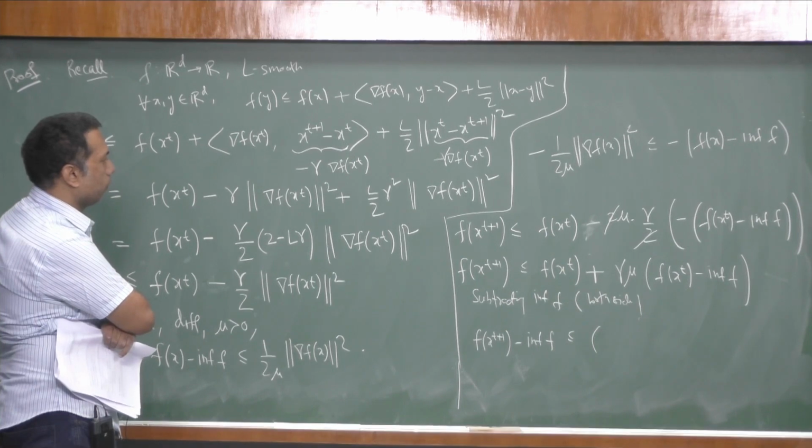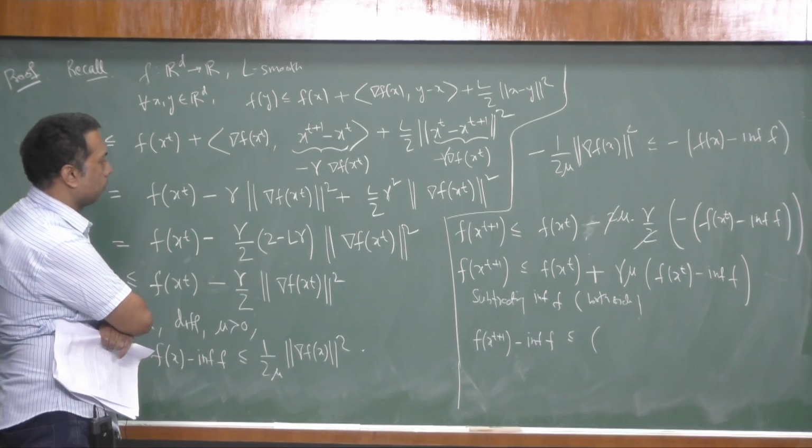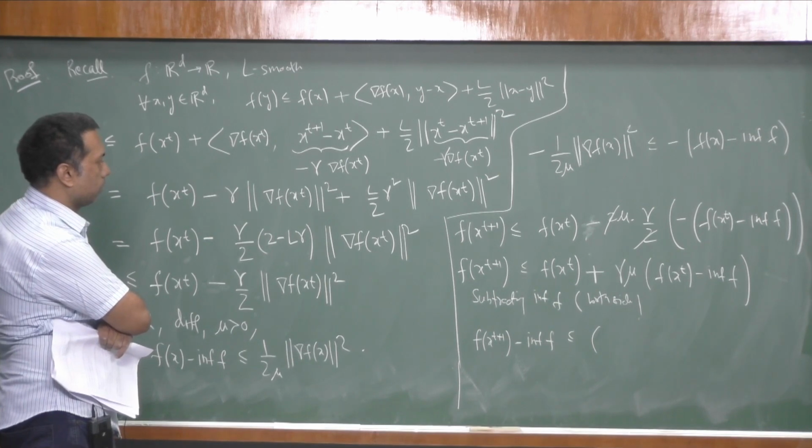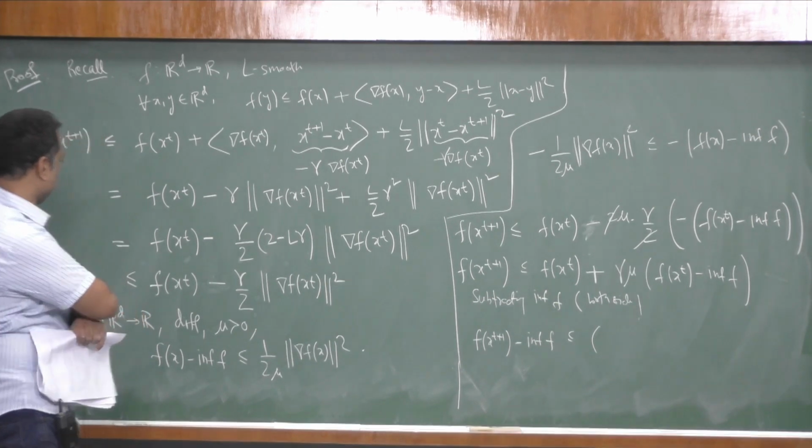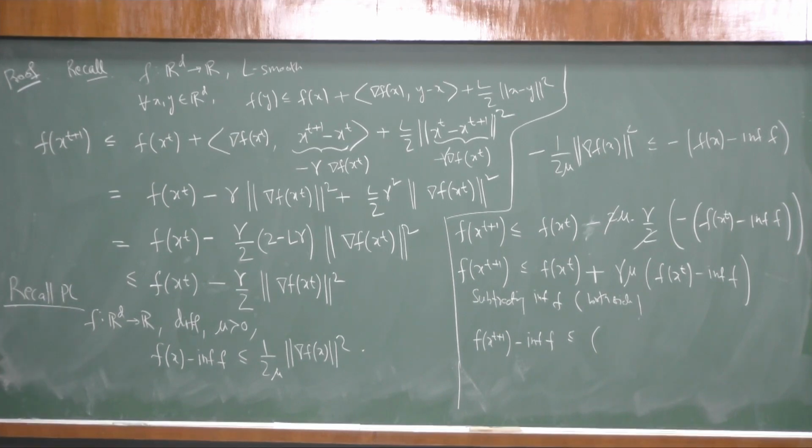We are looking for 1 minus gamma mu, and what we are getting is 1 plus gamma mu. So we have missed some minus plus somewhere. In the PL condition, f(x) minus infimum of f. So the PL condition is fine, there is no problem. What did we do here?